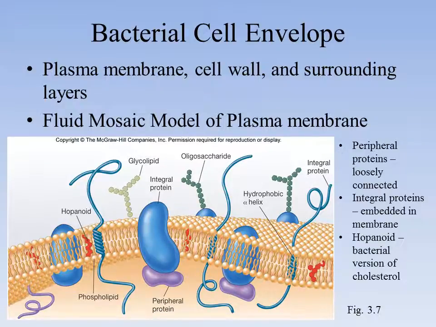And then we'll see here this hopanoid. That's something you likely haven't really seen before. So hopanoid is basically the bacteria's version of cholesterol. So we have cholesterol in our membranes. Bacteria don't have that, but they have what are known as hopanoids, which serve the same function. They help stabilize the membrane structure.